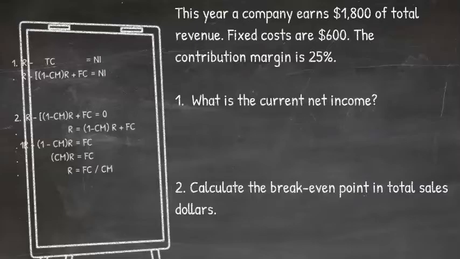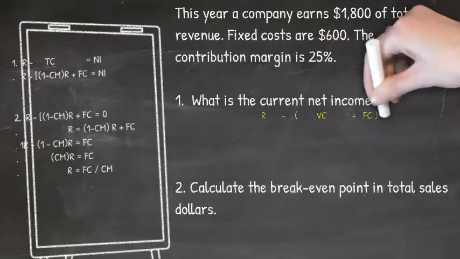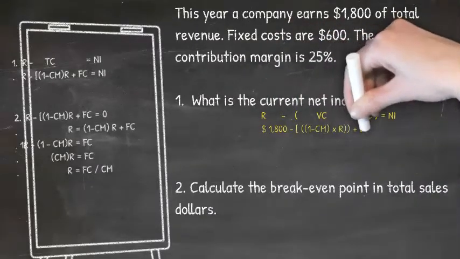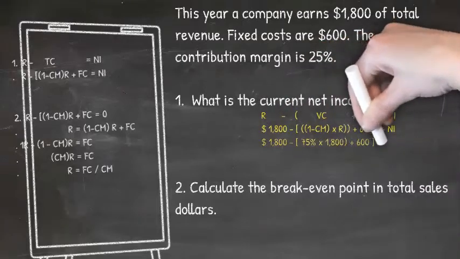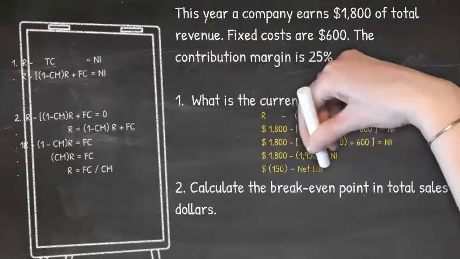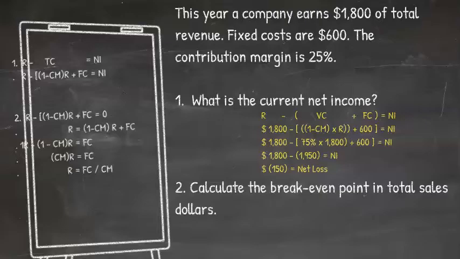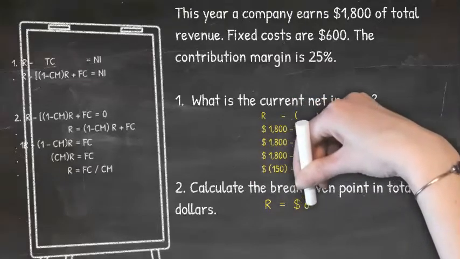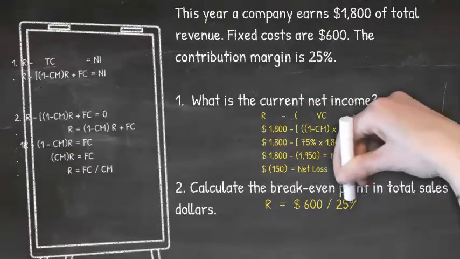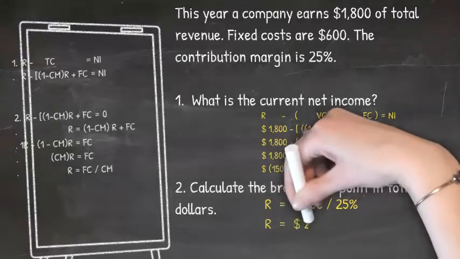If we plug our example into the first formula and solve for net income, we find that the company didn't cover their costs, and they actually lost $1,000. Plugging the example information into the formula for break-even and solving for R shows us that the company has to have $2,400 in sales in order to break even.